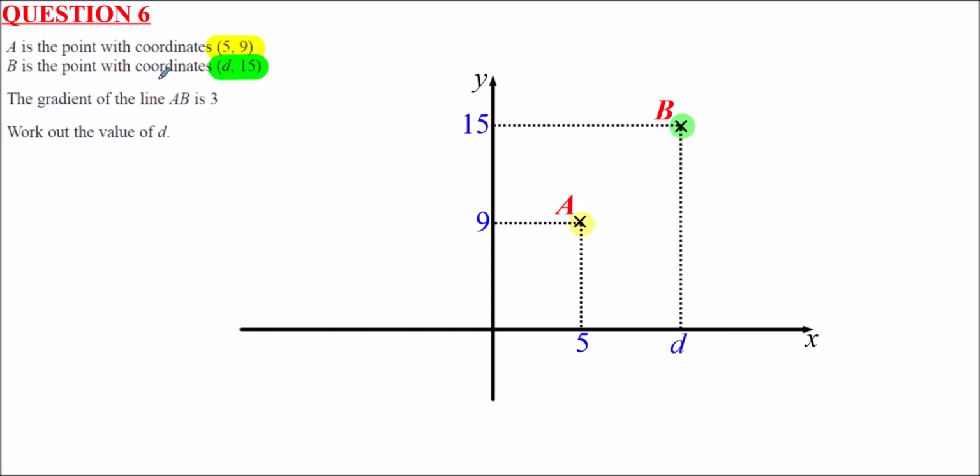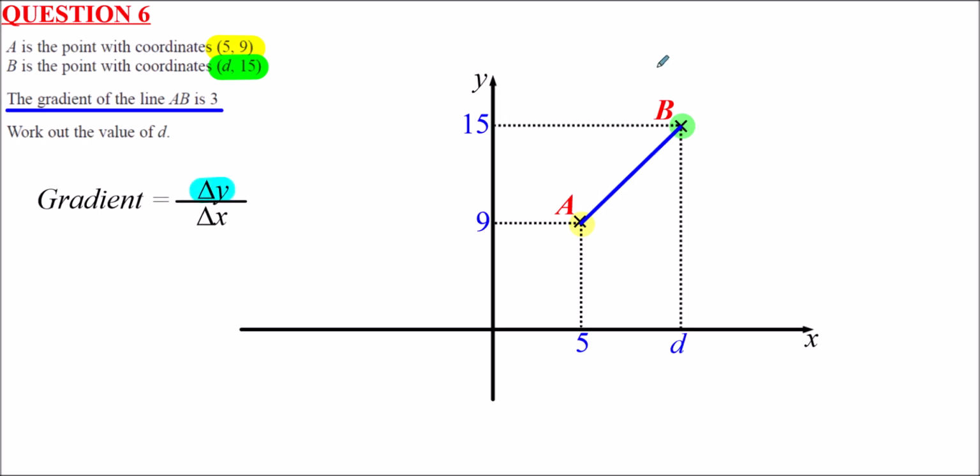And we're now told about the gradient as we move from A to B. The gradient of this line is 3. So from A to B, for every 1 we go along, we're going 3 up. Let's remind ourselves what the gradient is and how it's calculated. The gradient is the change in y divided by the change in x. Between A and B, we're going from 9 up to 15, so that's an increase of 6.